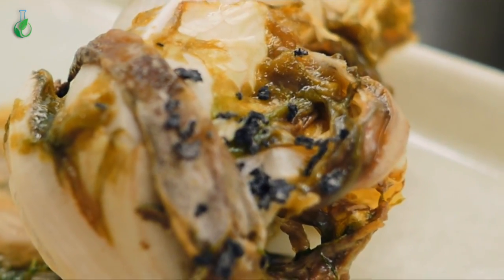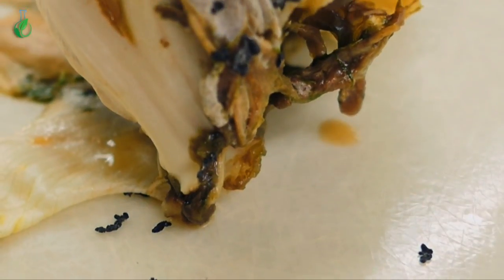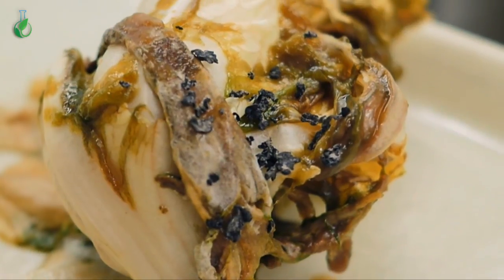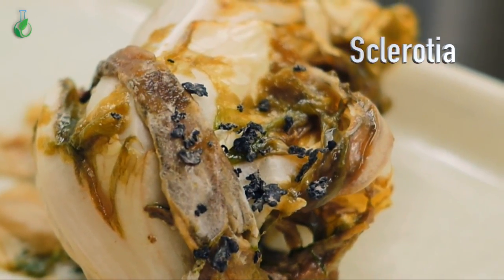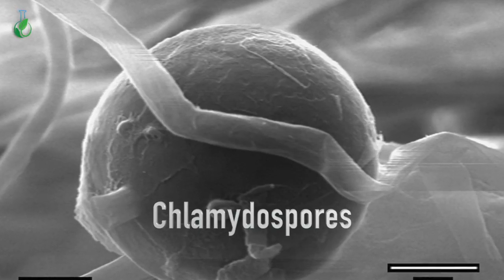Botrytis also forms two additional types of reproductive structures on or in infected lettuce tissue. These include dark brown or black multi-celled structures called sclerotia, and single-celled, thick-walled, dark chlamydospores.